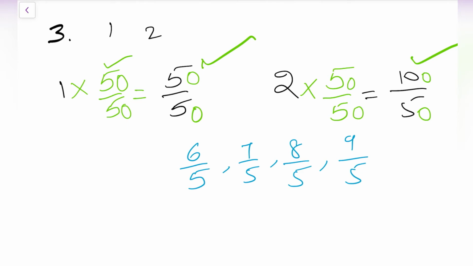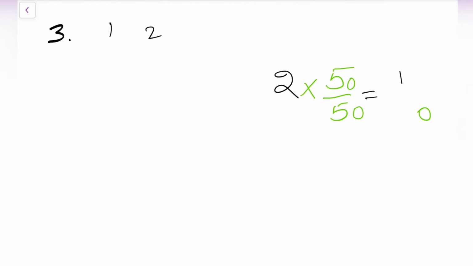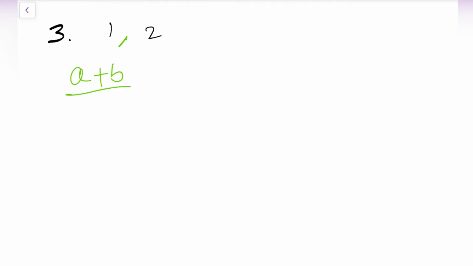Next, the third method is one of the very important methods, and mostly this method they will ask in the exams. In the exam, if they didn't mention any method, you can go with any method of your own. But in case they mention a particular method, that method only you need to follow. The third method is by using the formula (a + b) by 2. This is also called the mean method.